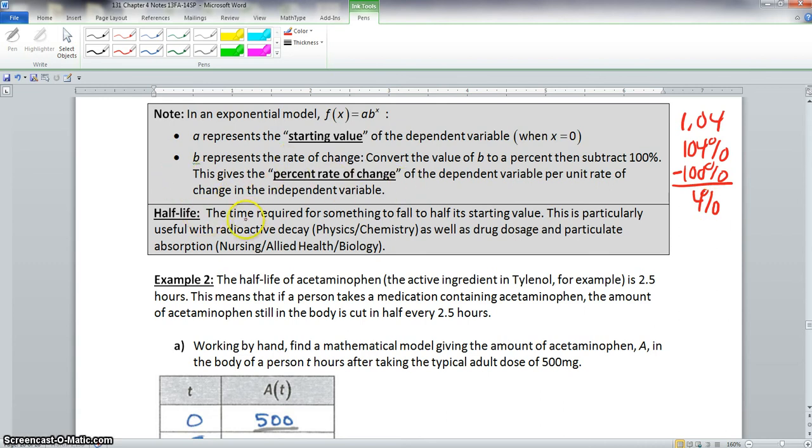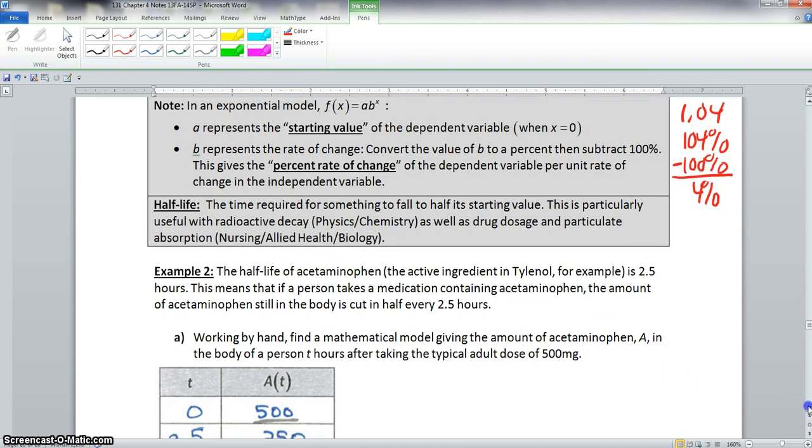Okay, now half-life. The time required for something to fall to half its starting value. This is particularly useful with radioactive decay, physics and chemistry, as well as drug dosage and particulate absorption, nursing, allied health, biology. Those are some of the fields.